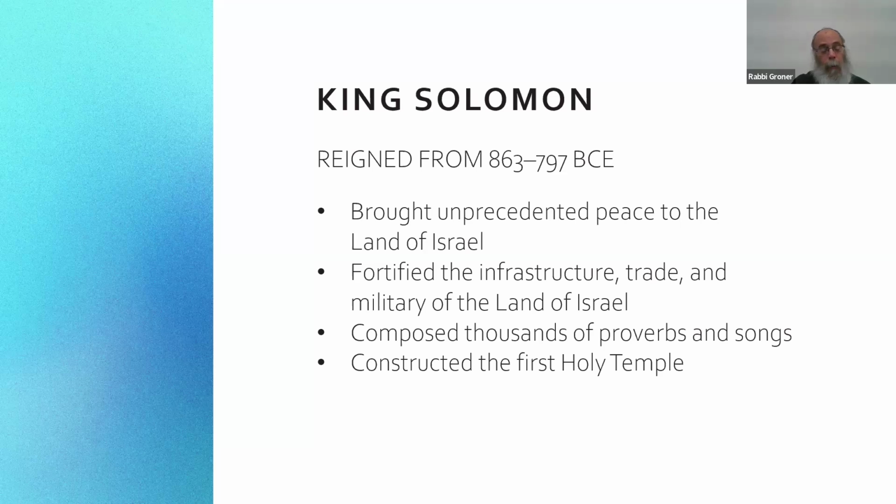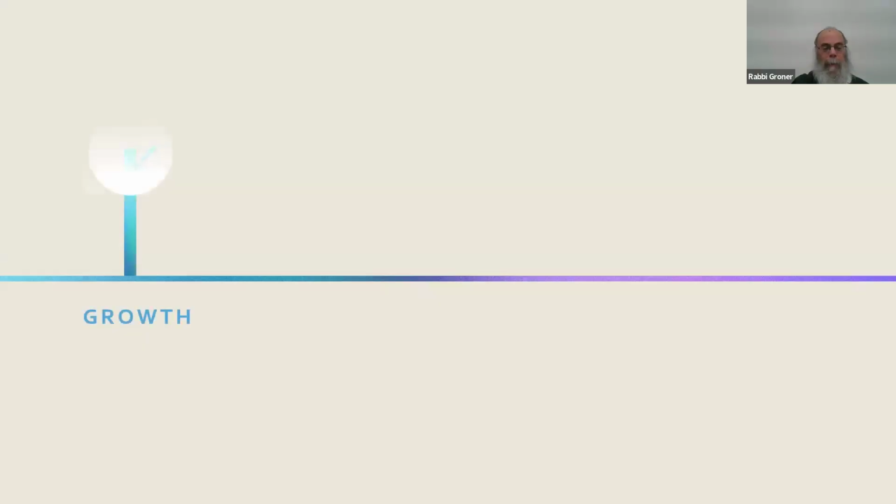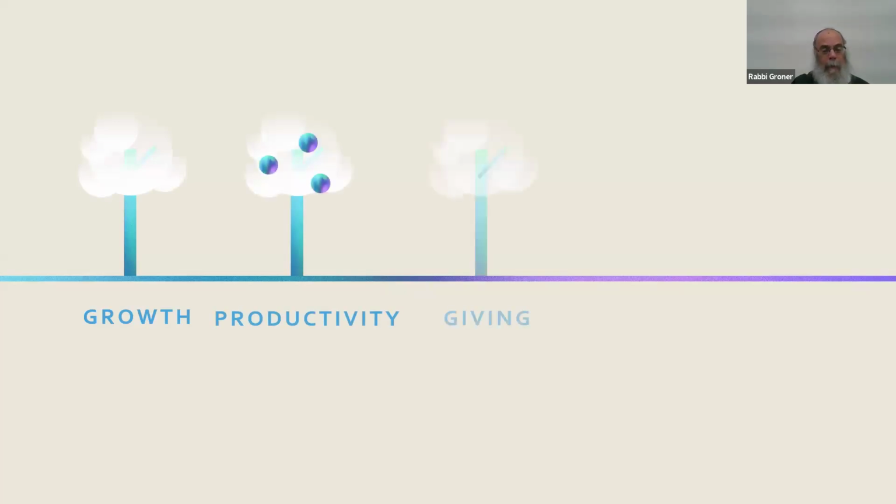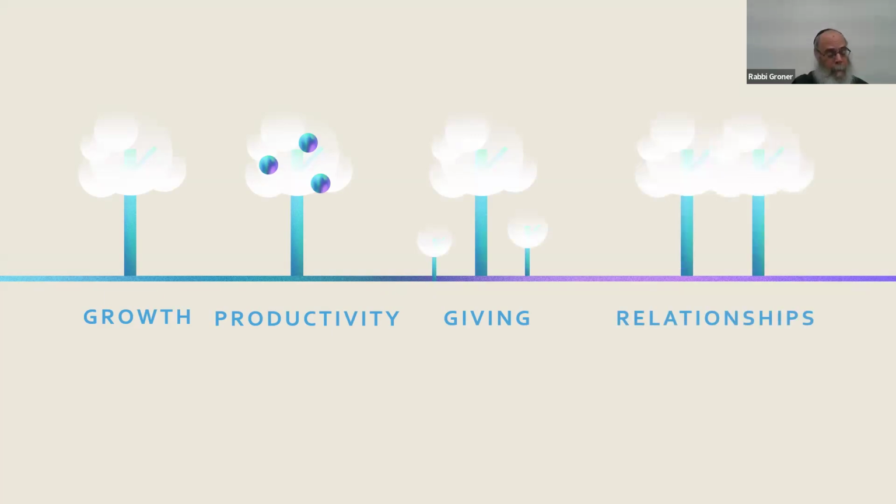And so he had meaning in his life because he was a great writer, but yet he felt the void. So the question is, what was missing? We discussed last week that meaning is all about growth, productivity, giving, and relationships. So what is missing that meaning itself cannot supply?